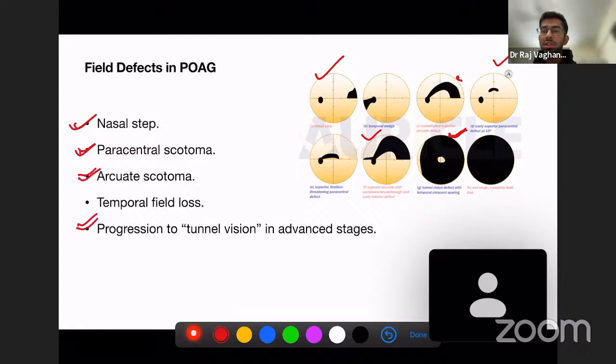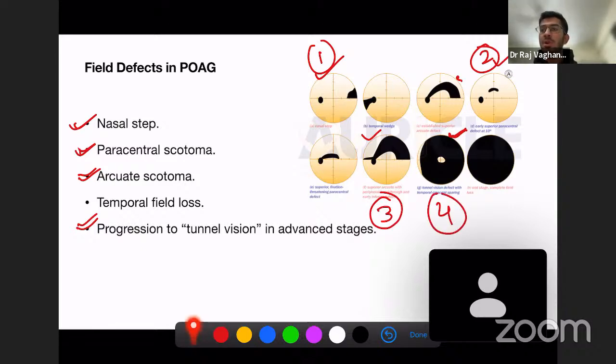And you should also remember diagrams. This is the first, nasal step. This is the second, paracentral scotoma. This is the third, arcuate scotoma, and this is the fourth, tunnel vision. In the tunnel vision, you can see only the central part is visible to you. The peripheral thing is lost. So peripheral vision is lost.